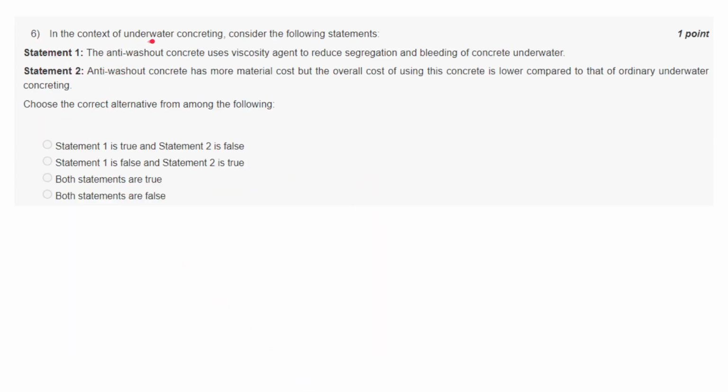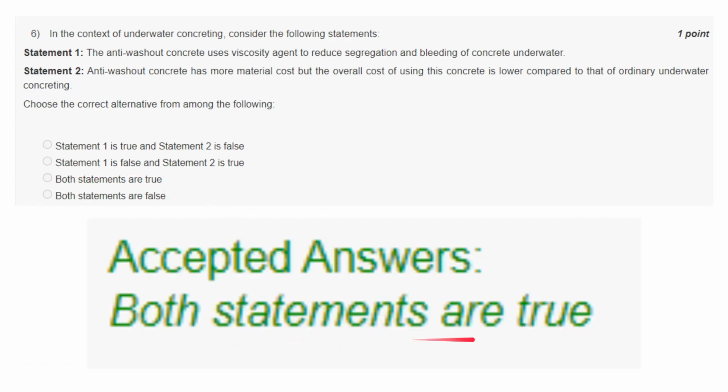Okay, sixth question, in the context of underwater concreting, consider the following statements. Statement 1, the anti-washout concrete uses viscosity agent to reduce segregation and bleeding of concrete underwater. And statement 2, anti-washout concrete has more material cost, but the overall cost of using this concrete is lowered compared to that of ordinary underwater concreting. So both are correct. Anti-washout concrete uses viscosity agent for reducing segregation and bleeding, and it has higher material cost, but overall cost is much lower. It is 80% if you remember correctly. So both are true. So third option will be the correct one.